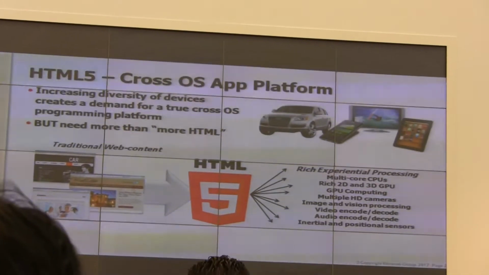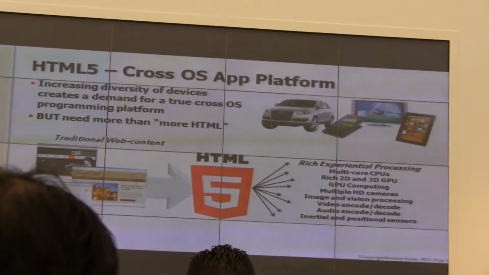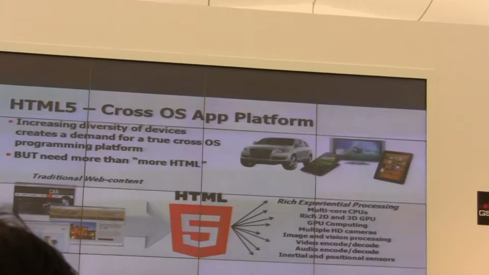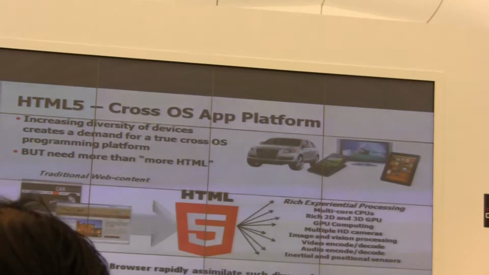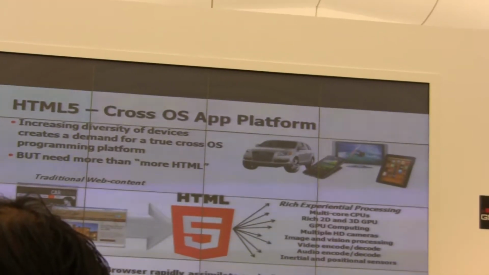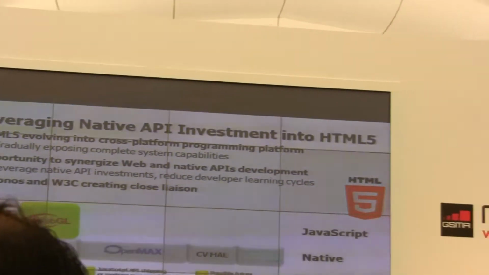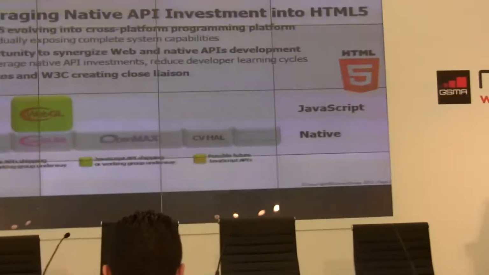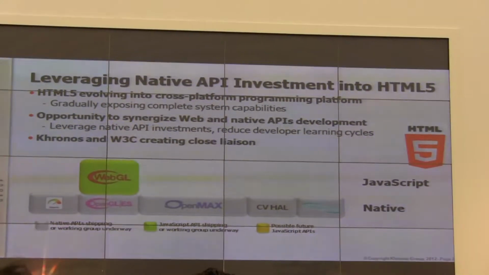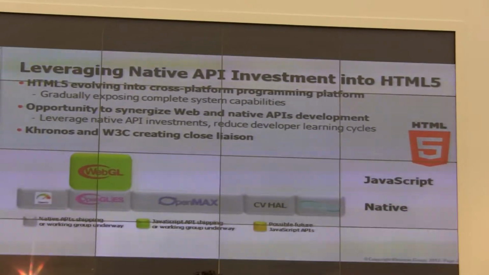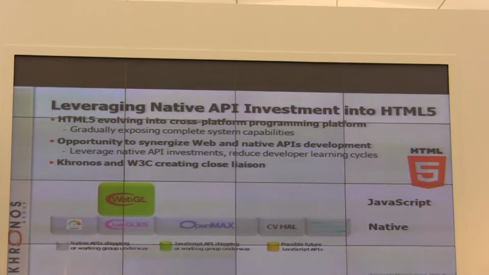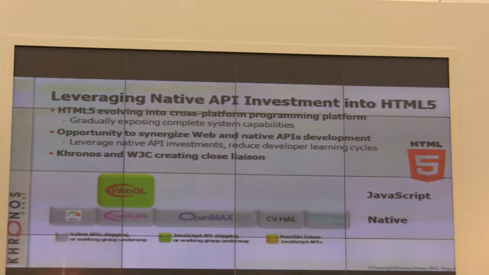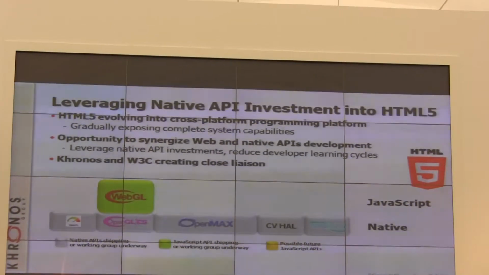We need multi-core CPUs, we need rich accelerated 3D, we need GPU compute, vision processing, sensor fusion processing. How is the web community going to get all of that functionality quickly into HTML5? Well, one way is to not reinvent the wheel. It is to leverage the work that we've already been doing in the native API space and simply begin to lift up that functionality into JavaScript for web developers.